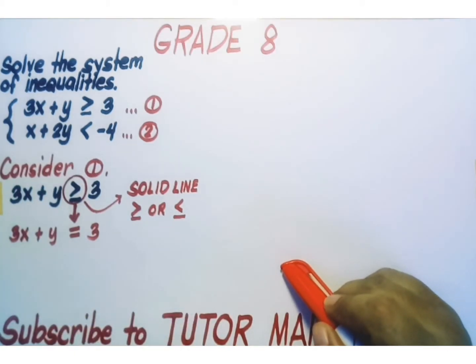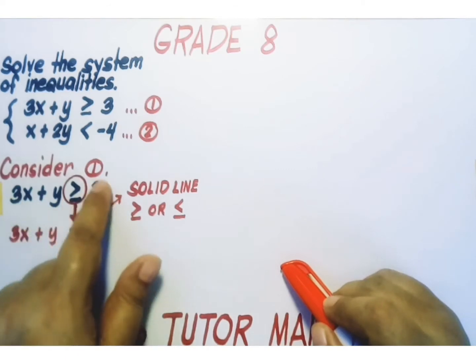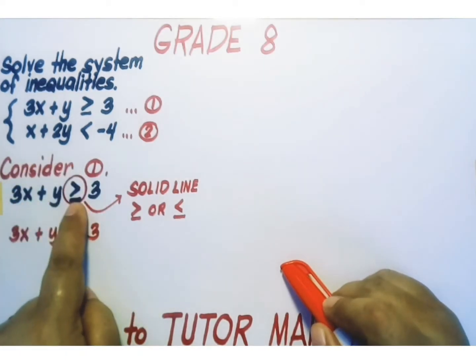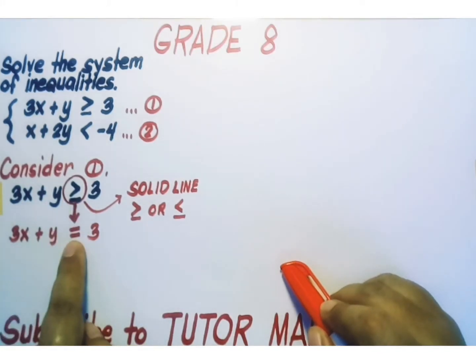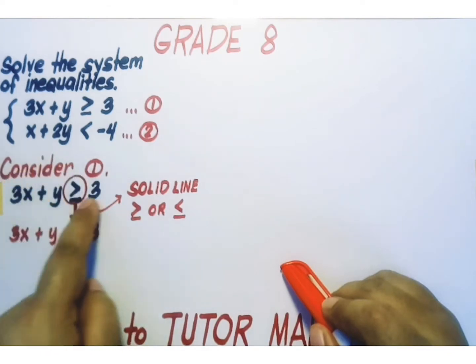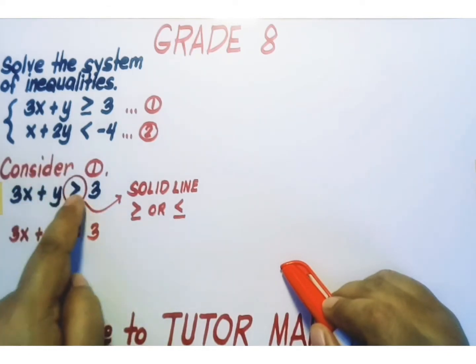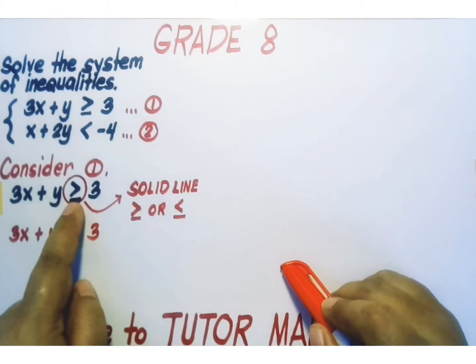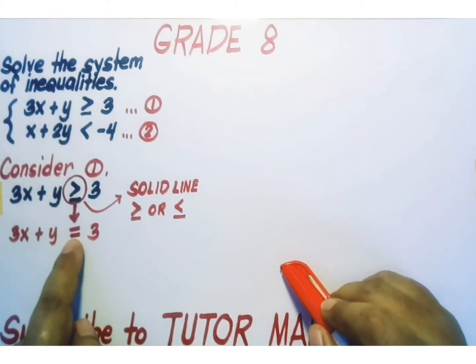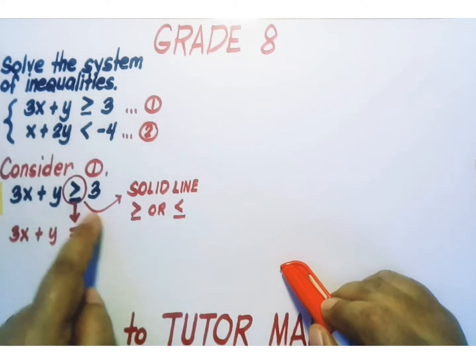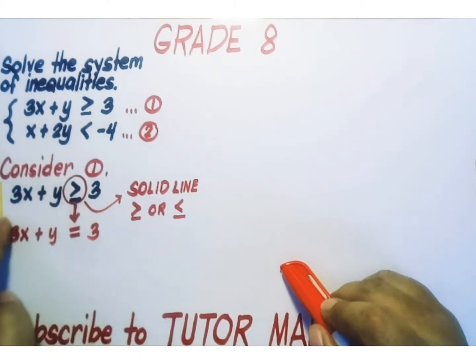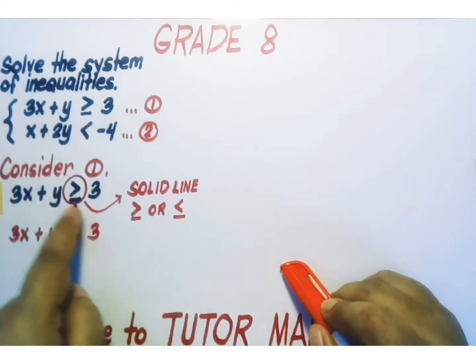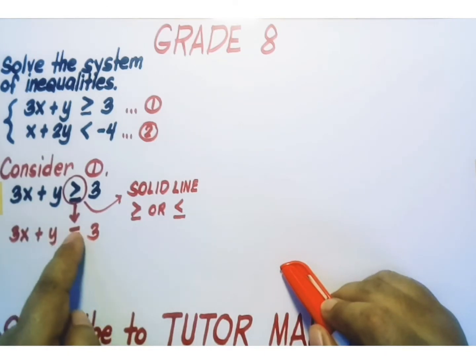The equation of the boundary line is the related equation when the inequality symbol used is replaced with an equal sign. So from the first inequality, 3x plus y is greater than or equal to 3, let's replace the inequality sign with an equal sign. We now have 3x plus y is equal to 3 as the equation of our boundary line. So we are going to graph this linear equation to divide the coordinate plane into two half planes.